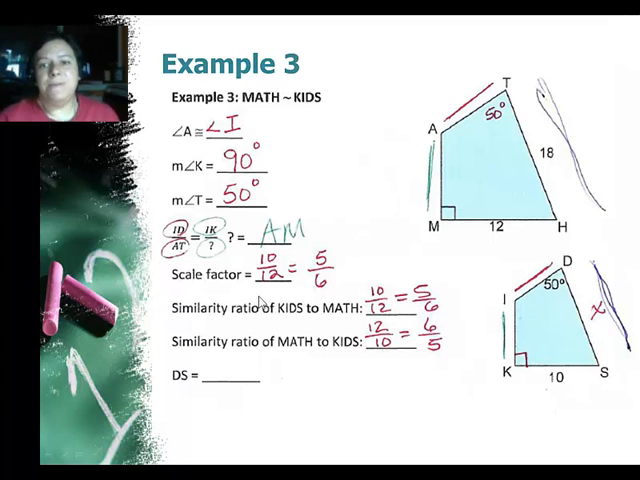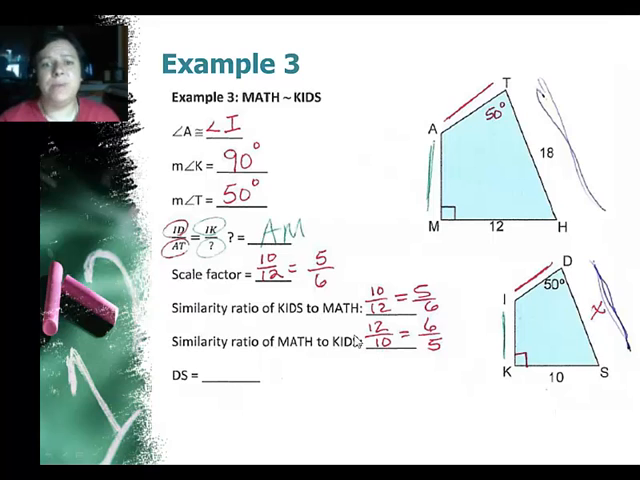Now we have the scale factor, which is always the transformed polygon over the original polygon, the image over the pre-image. So here it's 10 to 12. I picked the sides where I have two numbers on both sides. And that simplifies to 5 to 6.